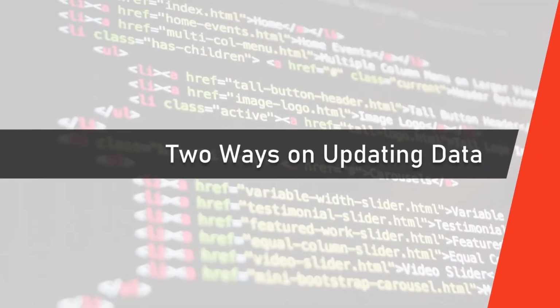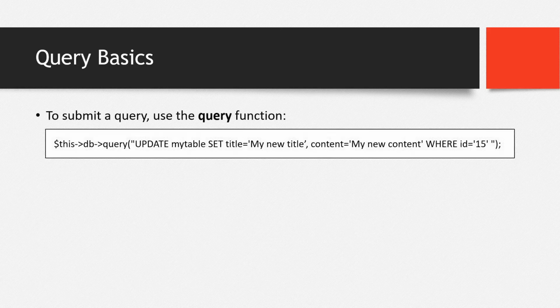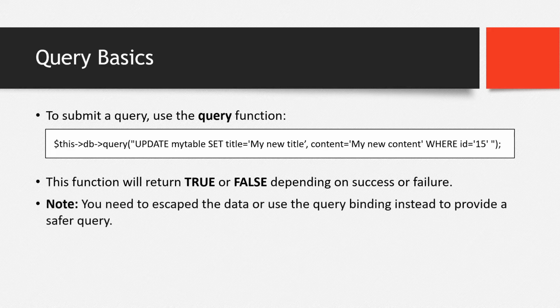So there are two ways of updating data. First, we have what we call the query basic. Using the query function, we are going to update the specific data using this kind of SQL string: update my table, set title, the title you want, then content, the content you want, then the where clause. Okay? This function will return true or false depending on success or failure. Note, you need to escape the data or use the query binding instead to provide a safer query. Okay?